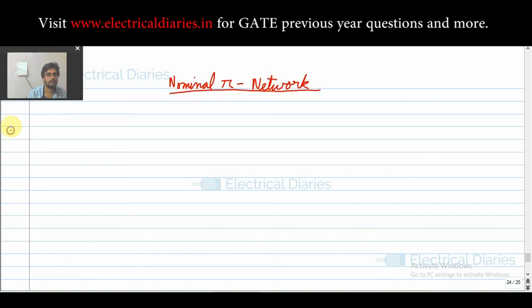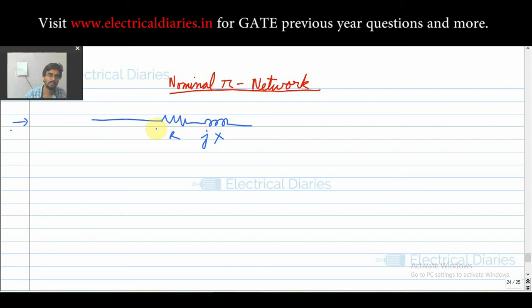Okay, so see, now this is your line, and I hope you know this, that your pi model network is for the medium transmission line. Okay, so let me say this is your impedance of the line, R plus jX.